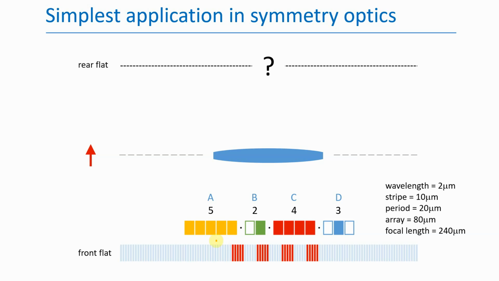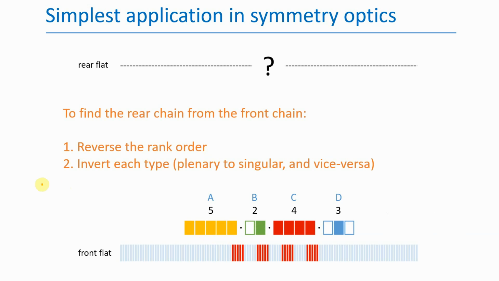We'll adopt the convention of referring to the four factors in this chain as A, B, C, and D from lowest to highest rank. Next, we apply a simple rule. To find the rear chain from the front chain, reverse the rank order and invert each type.